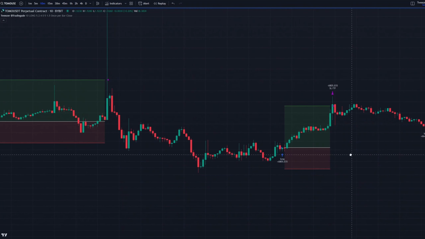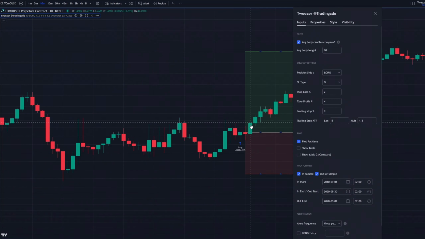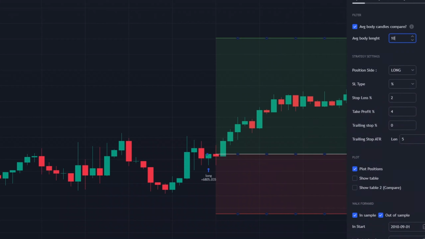I created this strategy script so that, other than this simple rule, it's optional to add a filter that basically works like this. It will compare the first candle with the average body of the previous X candles. In this case, I have set 10 candles. If this first candle is greater than the average body of the previous 10, then the tweezer bottom will be valid. This is an optional filter, so you can try to apply it or not. In my opinion, it could be useful in some situations because it could help to avoid some false signals, as I will show you in a minute.